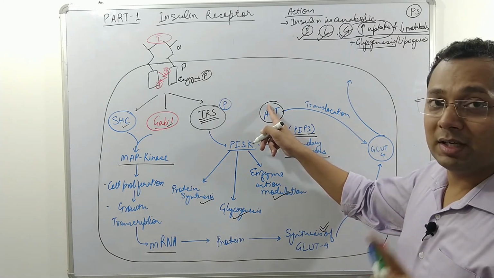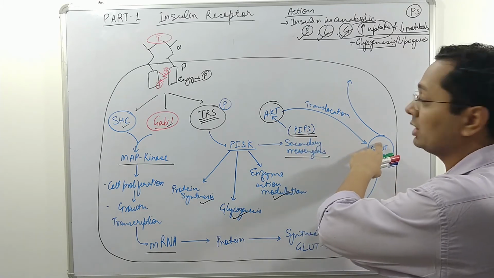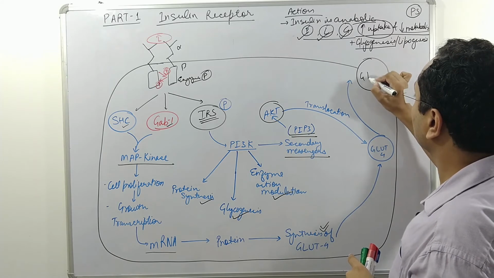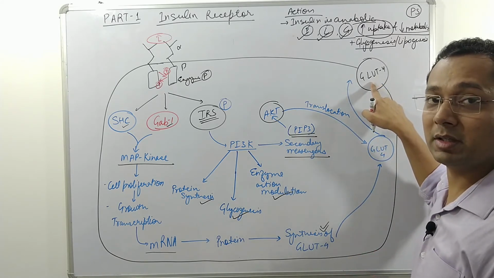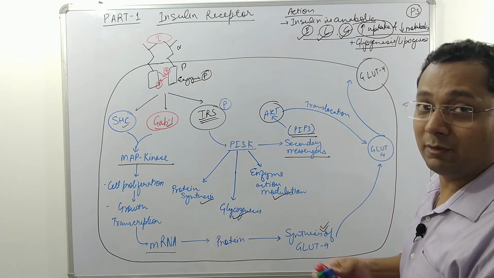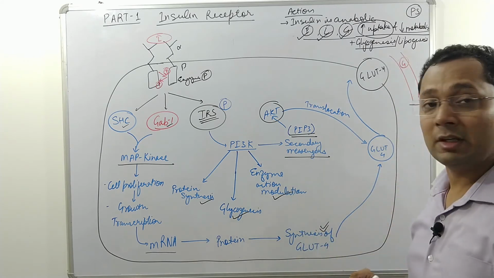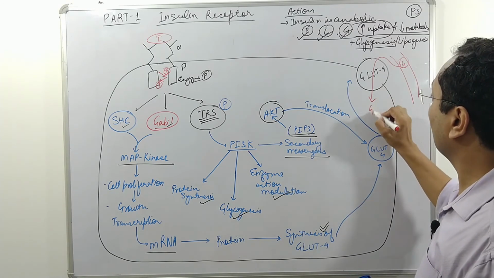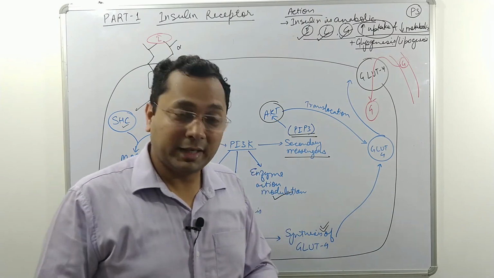Now this AKT pathway, when it is activated by this PIP3, will lead to the translocation of this GLUT4 to the membrane of the cell. Now this GLUT4 will be located in the membrane, and in the blood vessels there would be blood flowing that would be containing glucose. Now this glucose will be taken up by the cell, and now this glucose will be utilized by the cell for its actions, correct?